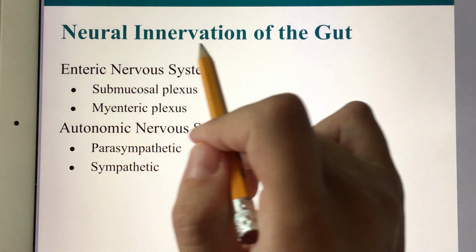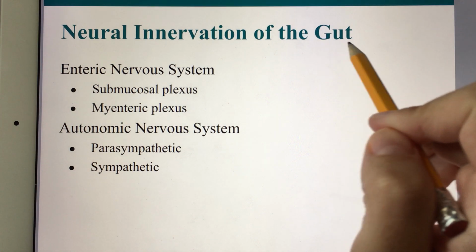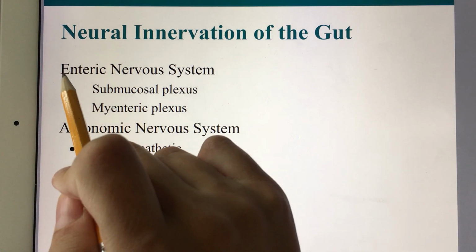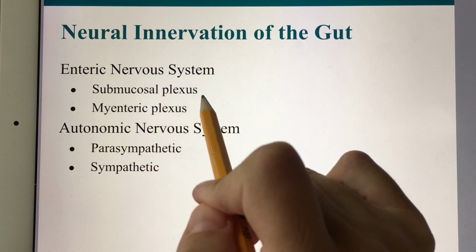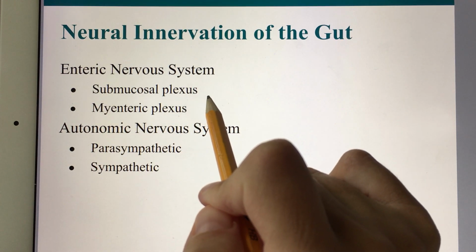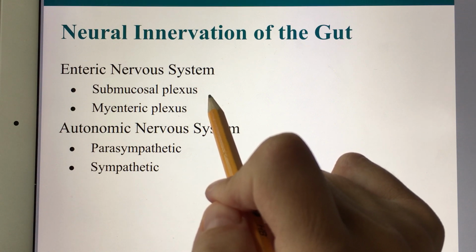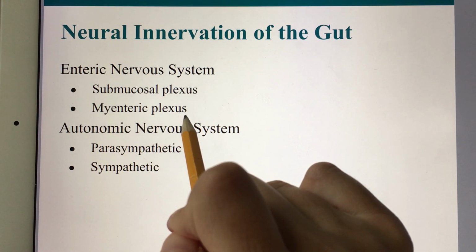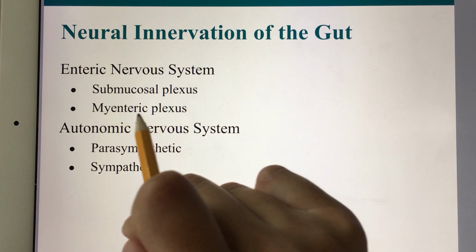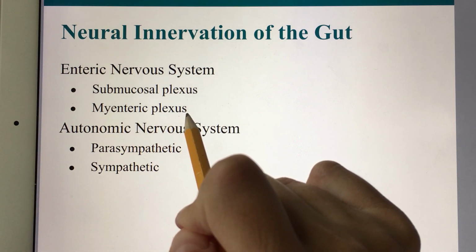The neural innervation of the gut. So what kind of nerves are present in the gut? Gut means the digestive tract, the GI tract. First of all, we have the enteric nervous system made out of submucosal plexuses in the submucosa, the sensory plexuses that detect the various food molecules in the intestines or stomach, and myenteric plexuses. These are the motor plexuses, the motor nerves that control the muscle of the digestive tract involved in peristalsis.